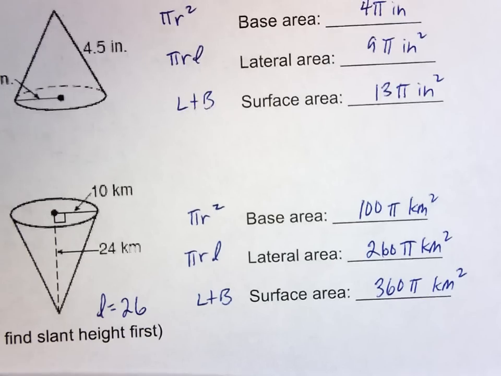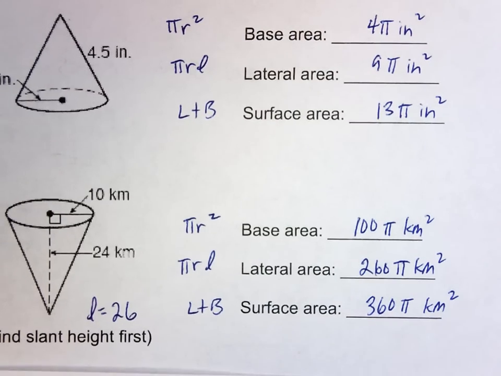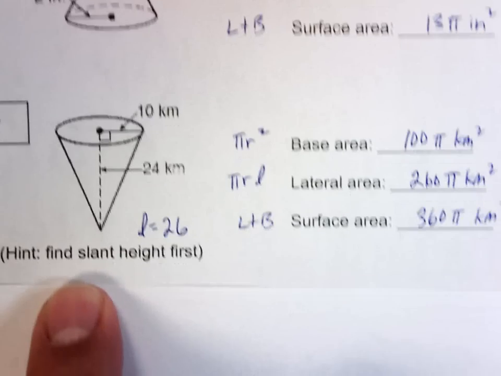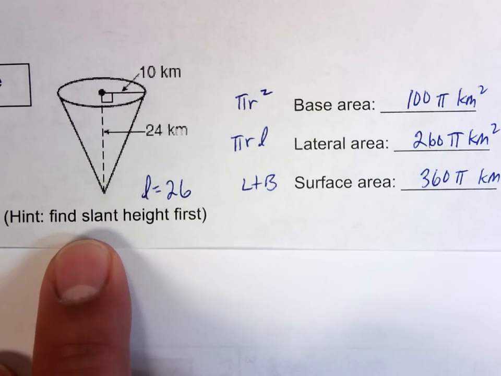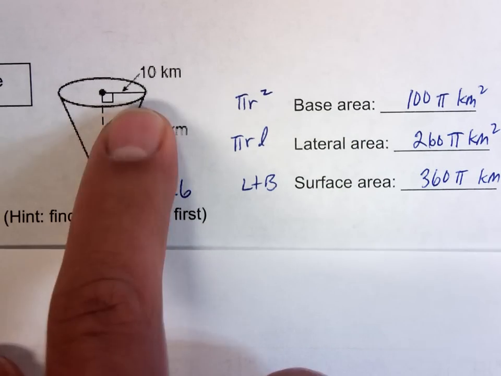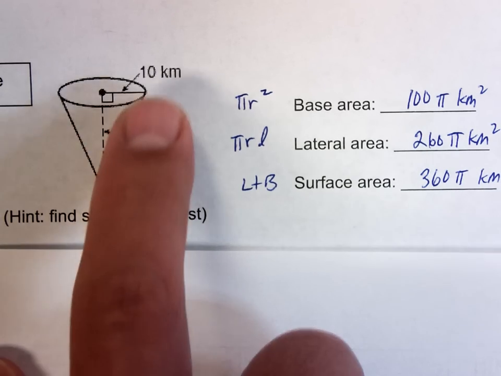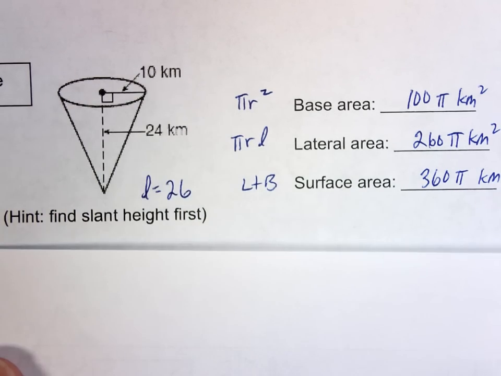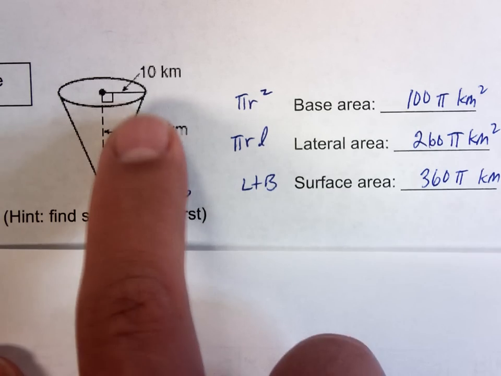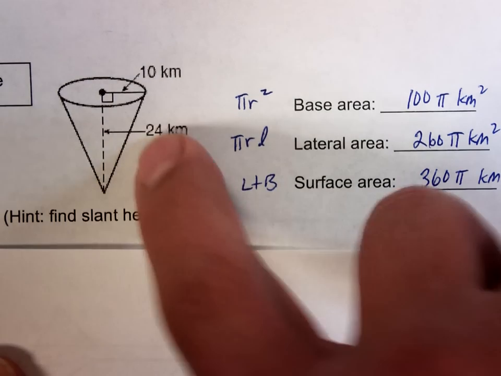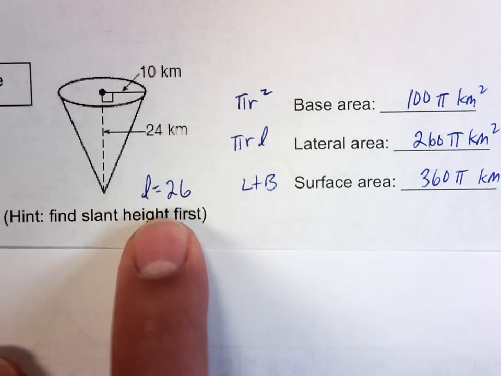All right, so what are we missing here? And again, they give you the hint. We don't have the slant height. We have the radius. We have this axis right here. We do not have the slant height. But notice it does make a right triangle. So by use of the Pythagorean theorem, a squared plus b squared equals c squared, we can figure out that my slant height is 26.